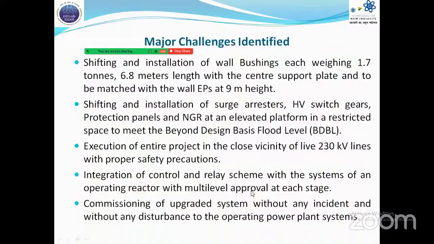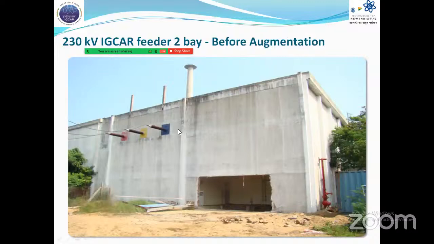Another challenge we have identified. The third one is the execution of the entire project in the close vicinity of live 230 kV lines with proper safety precautions, because this adjacent bay is a 230 kV live bay. In the proximity of this live condition of this bay, we have to execute the entire project. That is one challenge we identified.